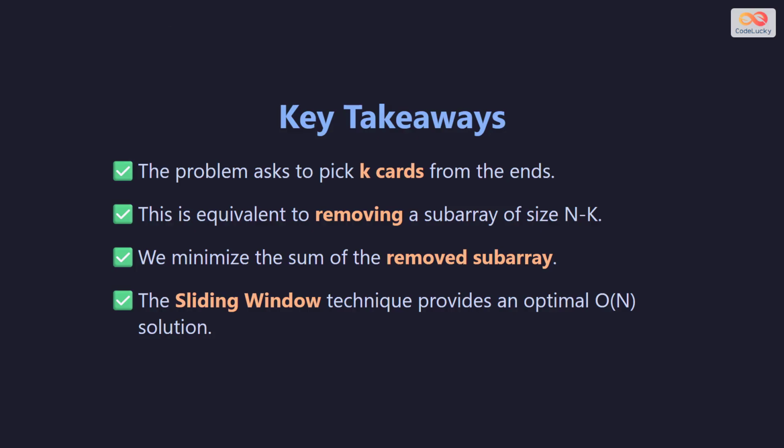To recap, when asked to pick items from the ends of an array, try reversing the problem. Minimize the subarray that remains in the middle using the sliding window technique. This guarantees an optimal solution with very fast performance.